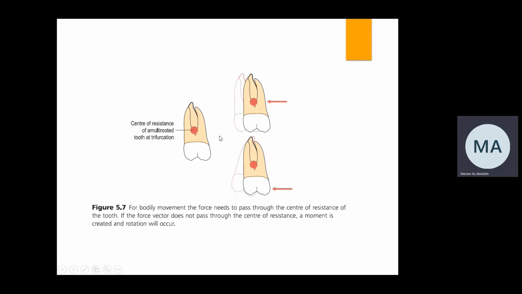So this is a multi-rooted tooth. This is the center of resistance. If you apply a force that goes directly through this center of resistance, then you expect a bodily movement. Bodily movement is the movement of the root and the crown, and all points on the tooth, in the same direction at the same rate, as an effect of this force. But if the force is away from the center of resistance, then you expect this type of tooth movement. We usually call it tipping.